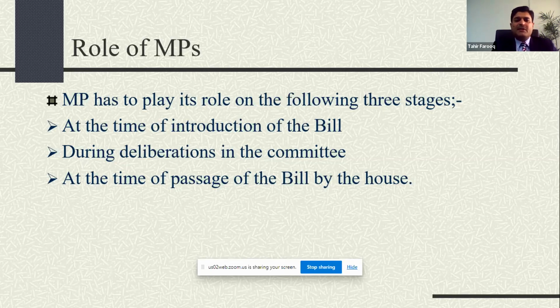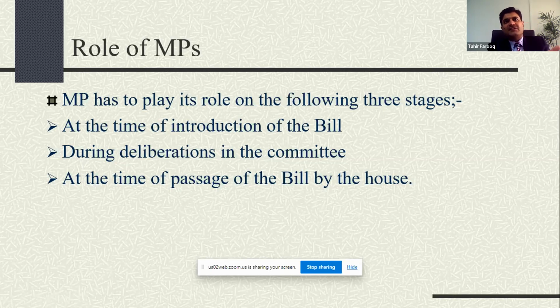For that purpose, the MP has to stand and deliberate and place before the House the salient features and main points for introduction of that bill. Similarly, when the same bill is referred before the committee, that member is again called to attend that meeting and appear before the committee and justify his amendment along with his arguments.